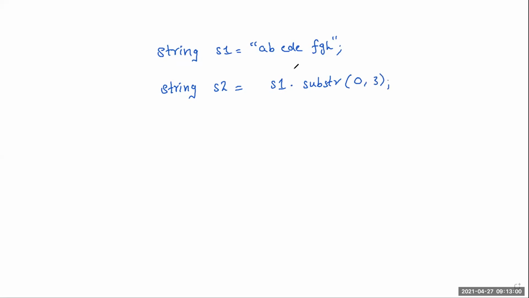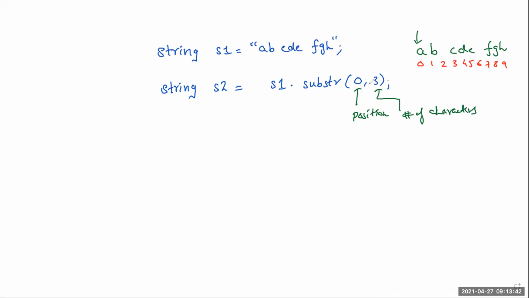Now, what is it saying? The first argument is the position. So what was s1? S1 was A, B, C, D, E, F, G, H. And we know that the positions are actually indices. So this is actually 0, 1, 2, 3, 4, 5, 6, 7, 8, 9. So the first argument is position. This is saying go to position 0. It means it is saying go to A. The second argument is the number of characters you want to pick.